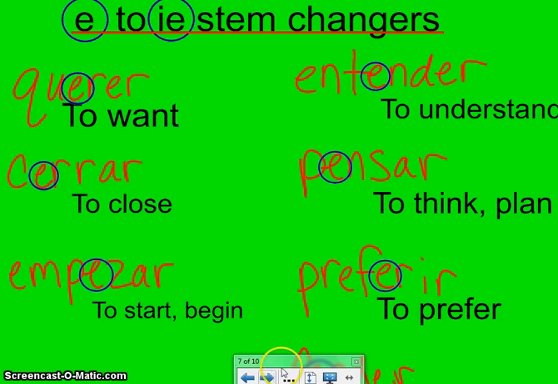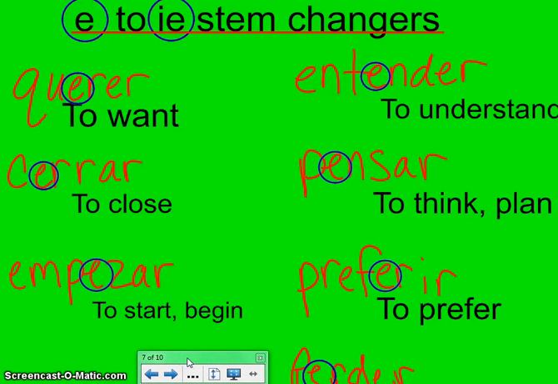Here we have a list of E to IE stem changing verbs. We already mentioned querer. Cerrar means to close. Empezar is to start or begin. Entender is to understand. Pensar is to think or to plan. Preferir is to prefer. And the verb perder is to lose. These are all mentioned on your handout. And I believe that the letters that I have circled are italicized in your handout. That is the location of the stem change.